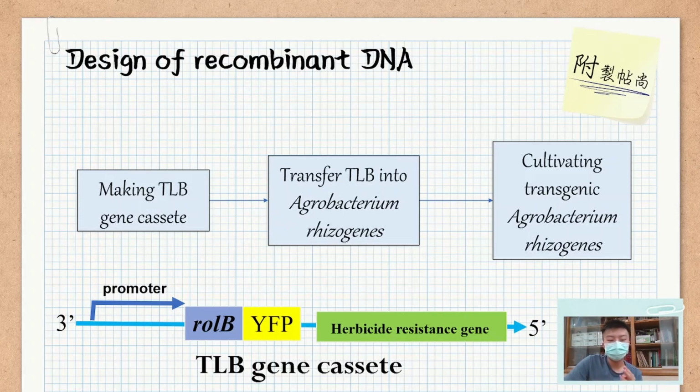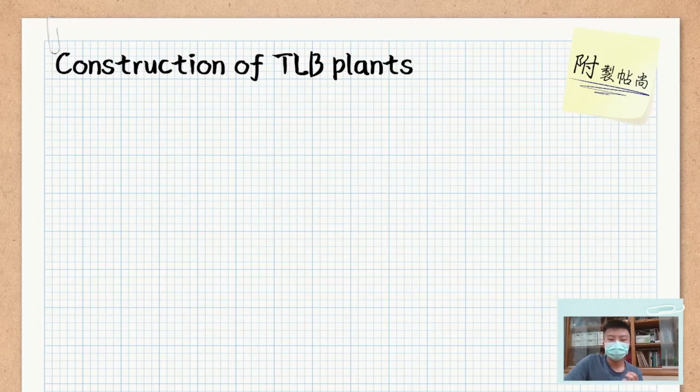We are going to insert 3 things, including rolB, YFP, and a herbicide-resistant gene inside Arabidopsis. A herbicide-resistant gene can help us to ensure whether rolB and YFP exist in Arabidopsis. After transferring TLB into Agrobacterium rhizogenes, we will be cultivating transgenic Agrobacterium rhizogenes. And later we will be doing construction of TLB plants.